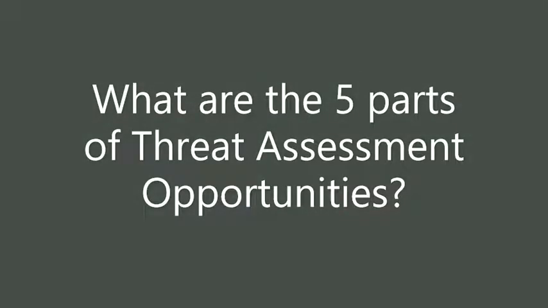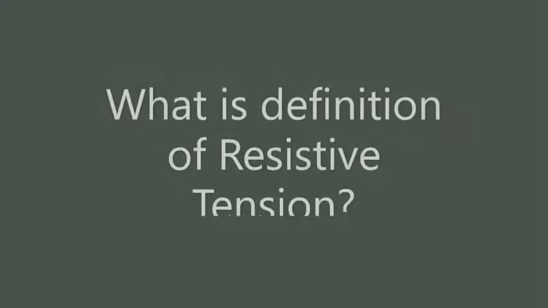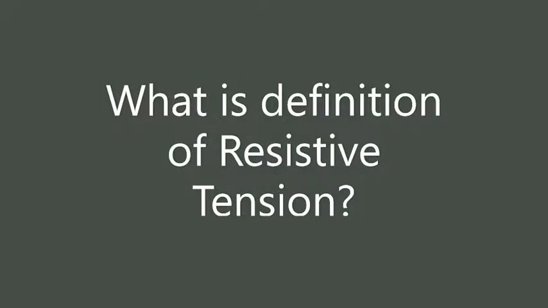What are the 5 parts of threat assessment opportunities? Level of resistive tension, early warning signs, pre-attack postures, indications of mental illness, emotional disturbance or medically significant behavior, and weapon control factors. What is the definition of resistive tension? Agitation in a person's body.